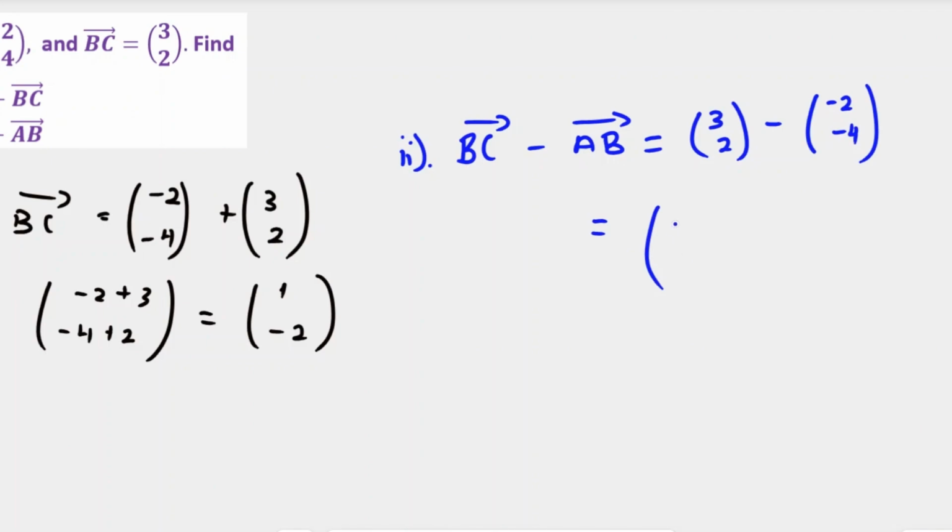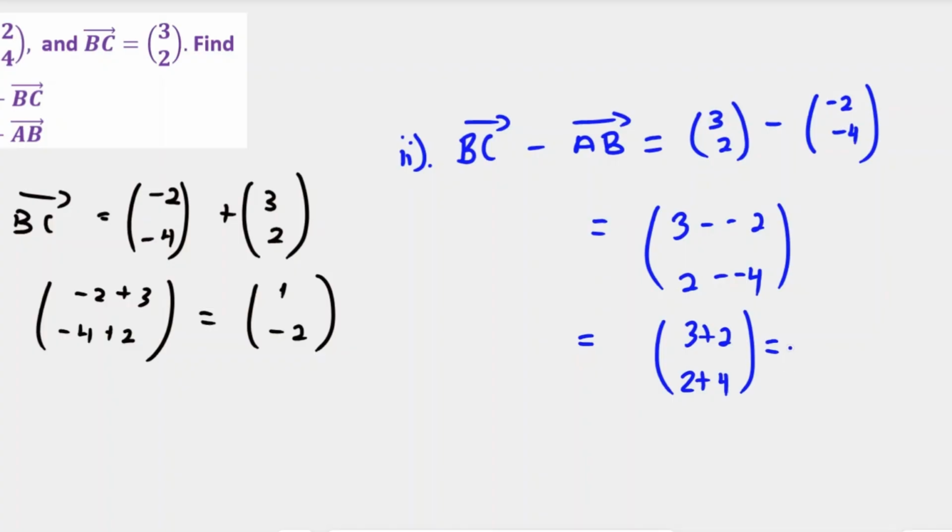So we're going to get 3 minus -2, and 2 minus -4. I hope you're not confused. We're just subtracting corresponding components. So 3 minus -2 is the same as 3 plus 2. And 2 minus -4 is the same as 2 plus 4. So our answer is going to be: 3 plus 2 is 5, and 2 plus 4 is 6. So that is our answer.